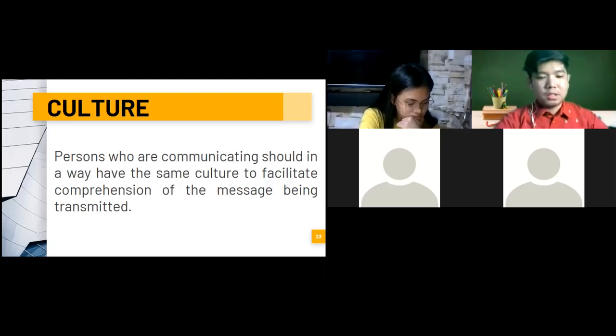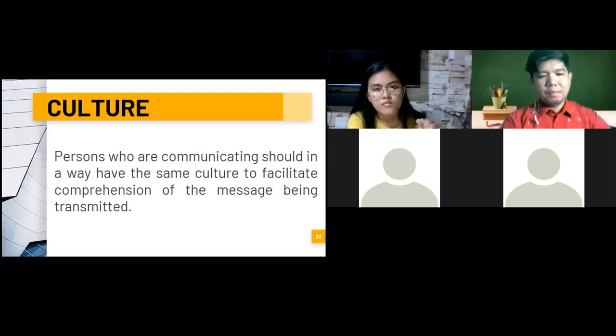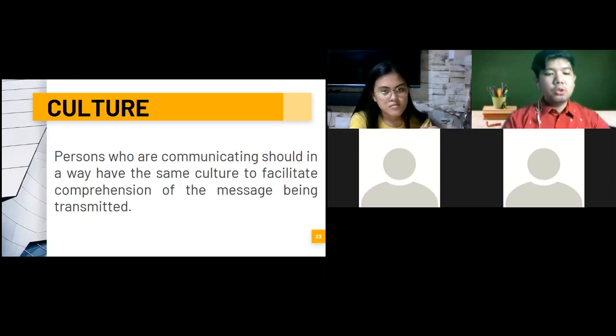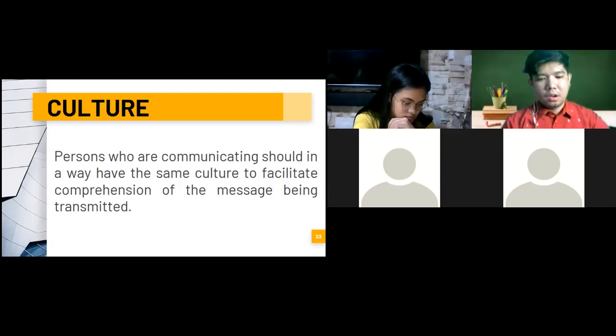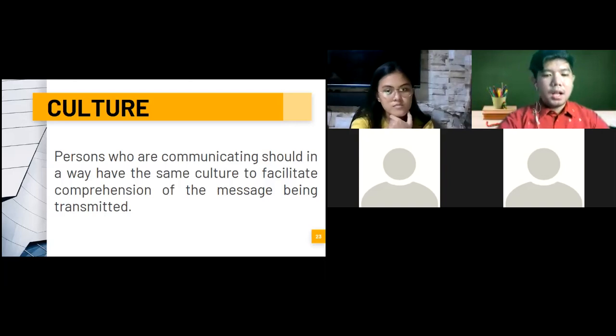For example, the Catholics and the Muslims. But in general, in a bigger context, as much as possible, both communicators should in a way possess the same culture. Why? Because if both parties in the communication act possess the same culture, then they will be able to comprehend every message that is being transmitted to both parties. Am I clear?